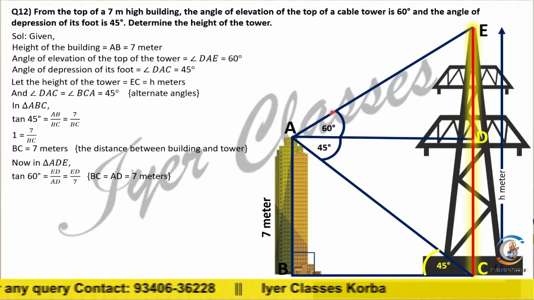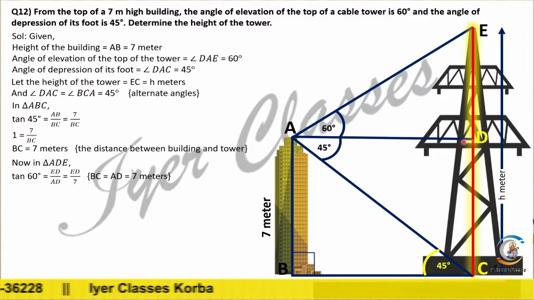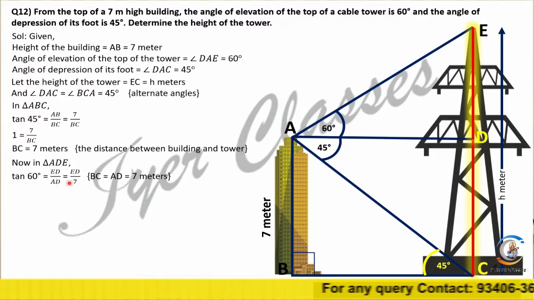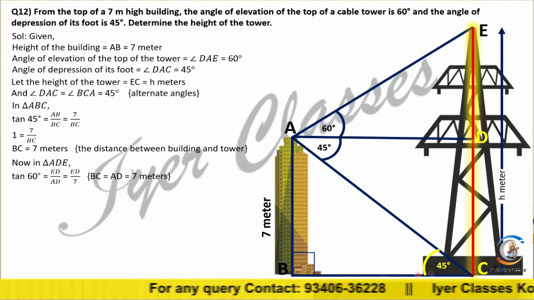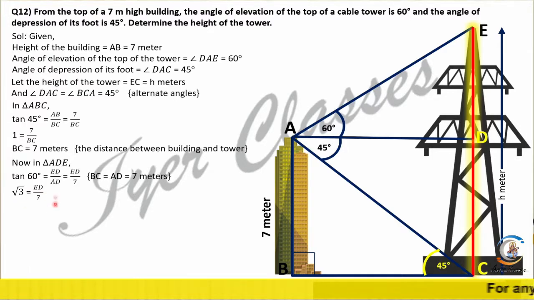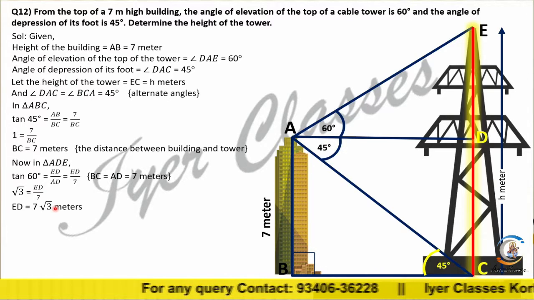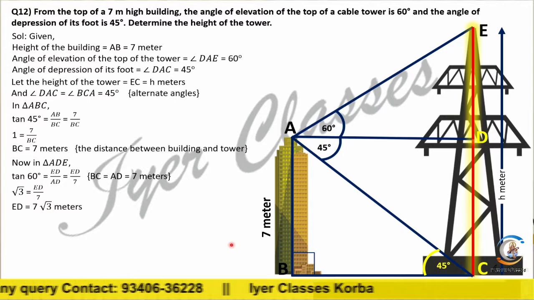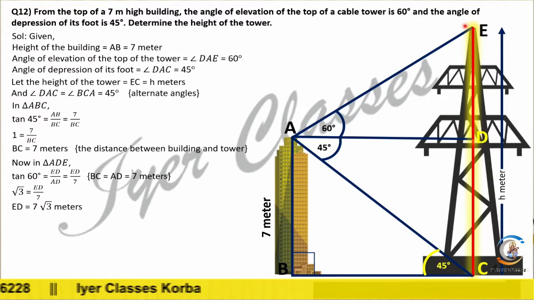Now in this triangle you know that you have got the value of tan 60. What is this tan 60 equal to? Again, perpendicular by base. So what is the perpendicular? That is AD, and the base is what? AD I know is equal to BC, 7 meters, right? Okay, now tan 60 is equal to root 3, which is AD by 7. On calculations I got AD as 7 root 3 meters. Okay, this distance is 7 root 3 meters.